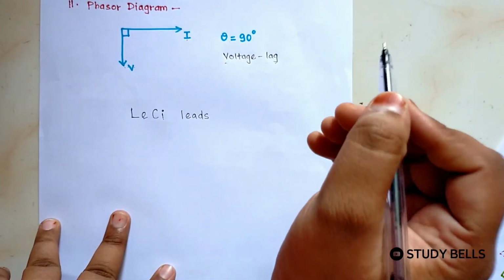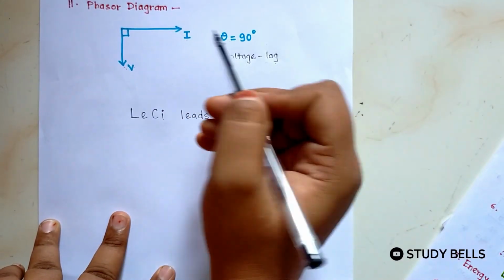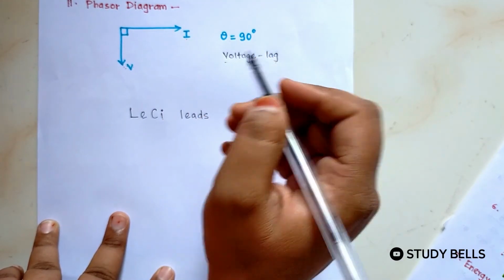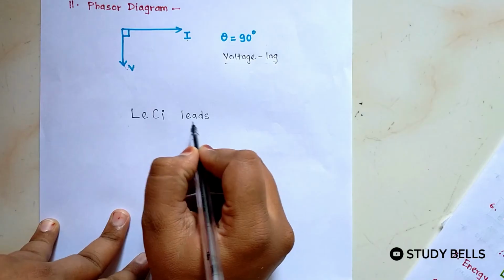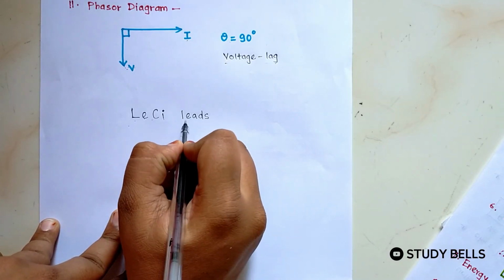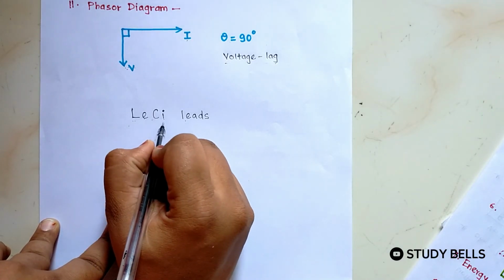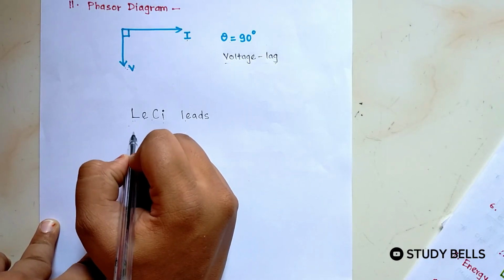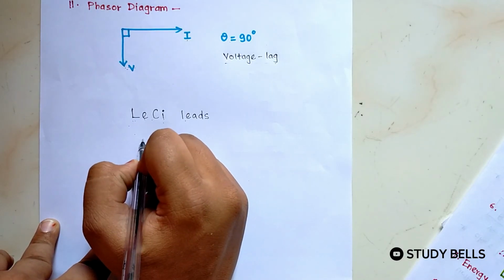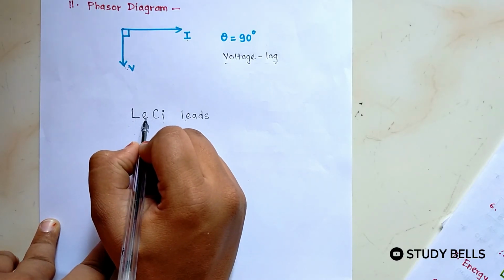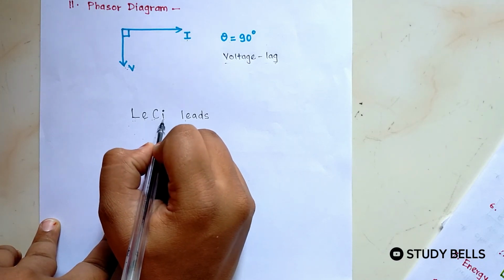Now to remember where voltage leads and voltage lags, we are having one trick, that is LACY leads. What is meant by LACY? L is inductor, E is voltage. So in inductor voltage leads, in capacitor current leads.